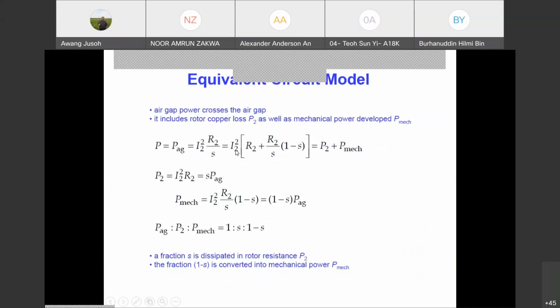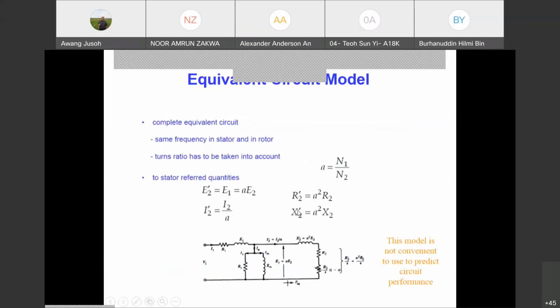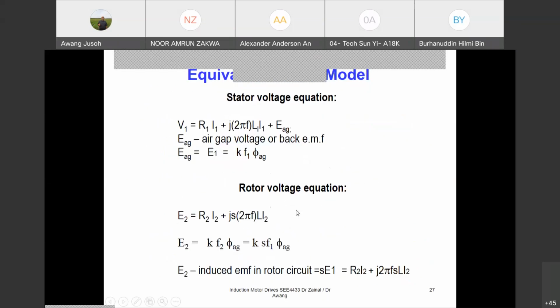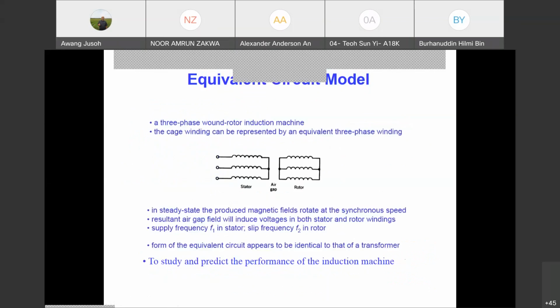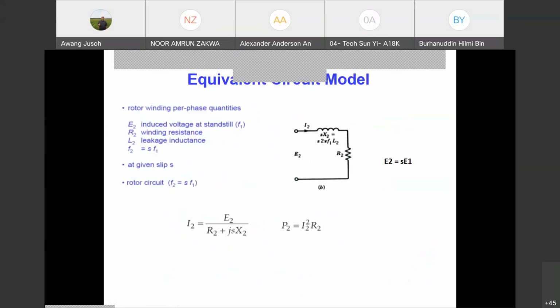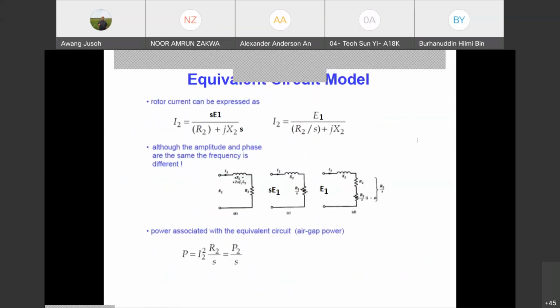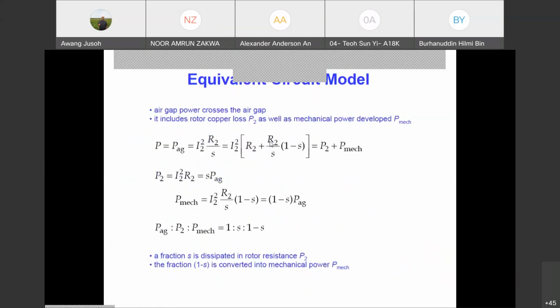That means you can find the power there, PAG. You can find the power for the rotor side if you know I2. So I2 gives you the power. When you know the power, you can find the torque, because the formula for torque is, it is on a different slide, torque equals power divided by speed, right? As I mentioned previously, torque equals power divided by speed.